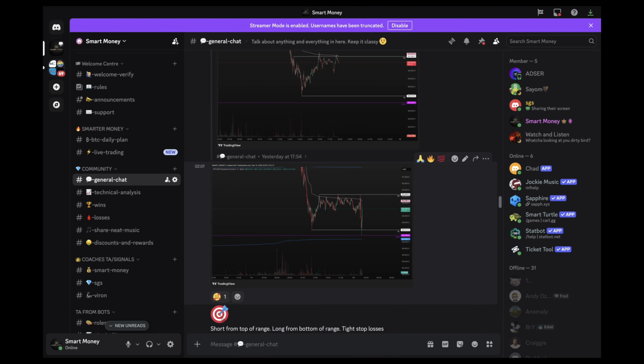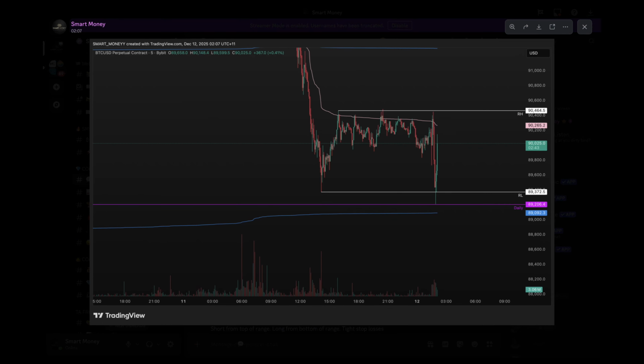And just like you saw in that video, that is exactly what happened. So we came all the way down. We actually hit the daily to the dollar. We got acceptance back above the range, and then we pushed on higher.